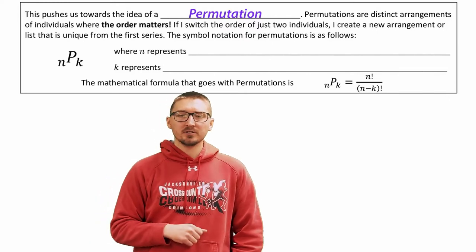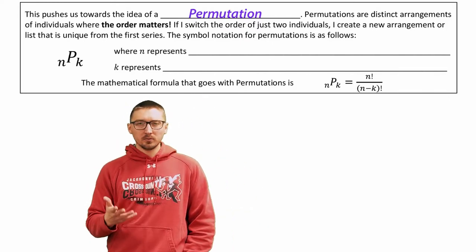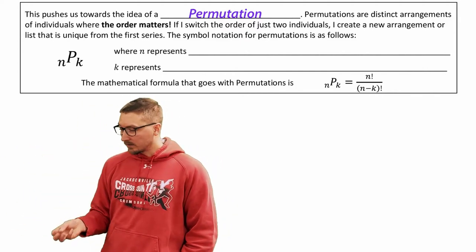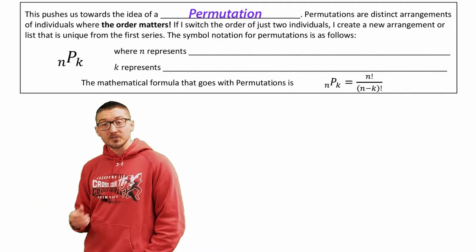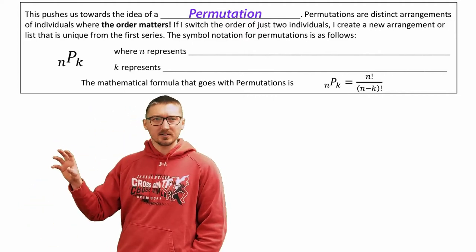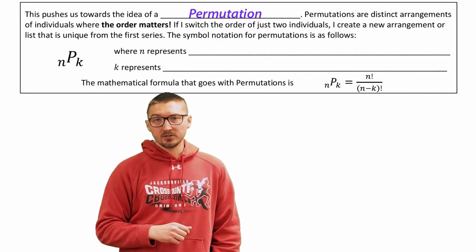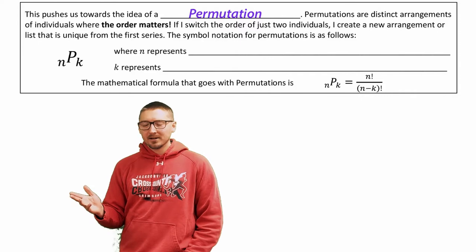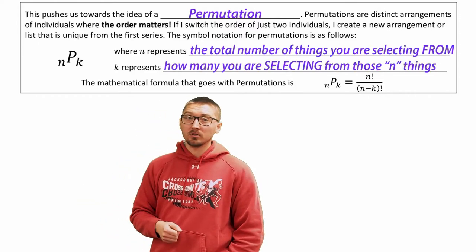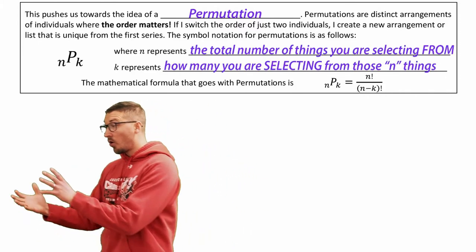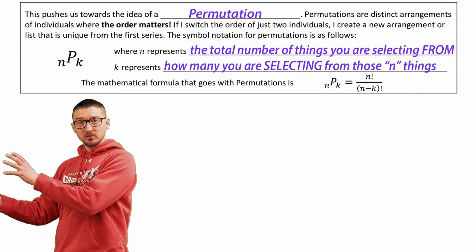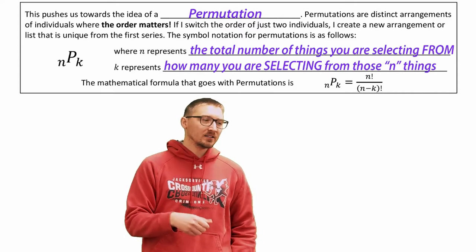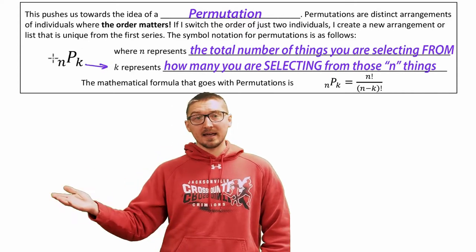Now, this permutation idea has a symbol notation. It has a little n, a big P, and then a little k. Those small positions are called subscripts. The P is regular sized, and P stands here for permutation. But what do the n and the k stand for? Well, n represents the total number of things that you could be selecting from. It's the whole group, out of this much. K, the number that's behind P, is saying how many things you are selecting from those n objects.